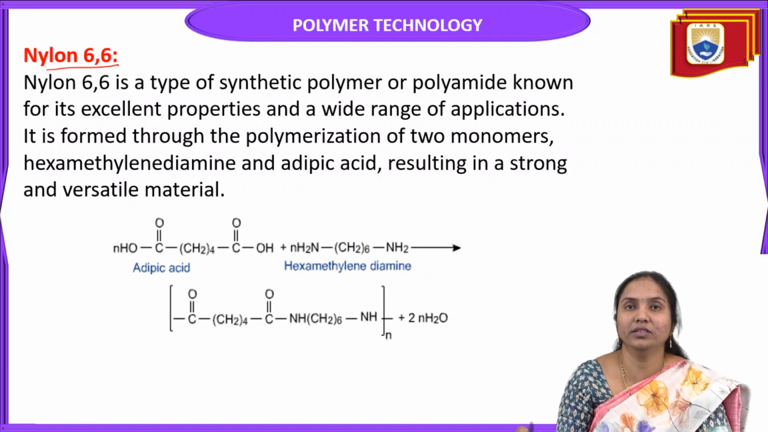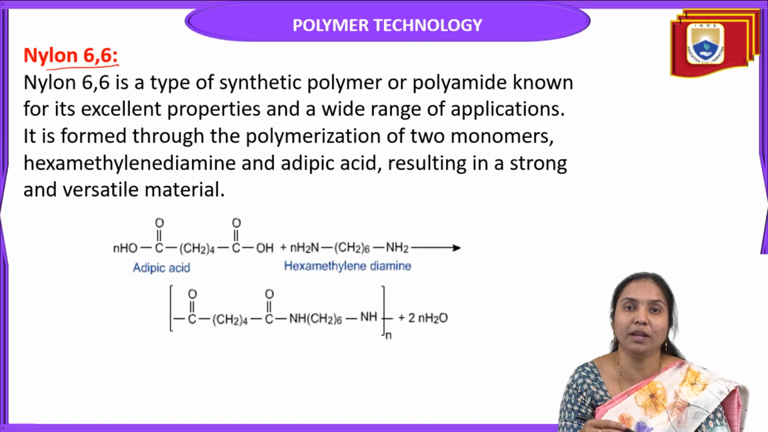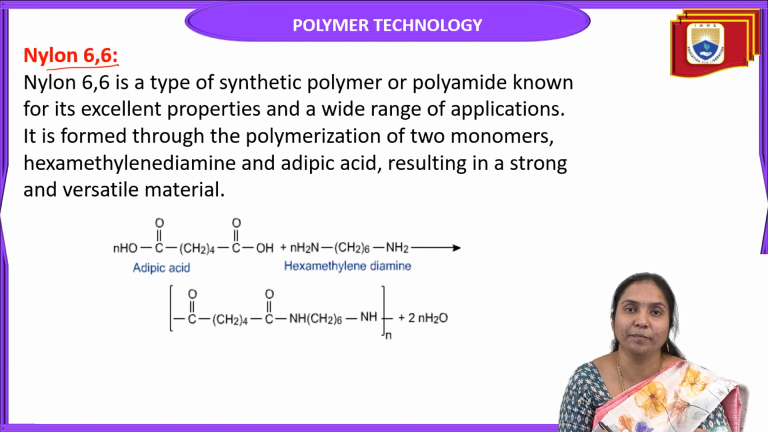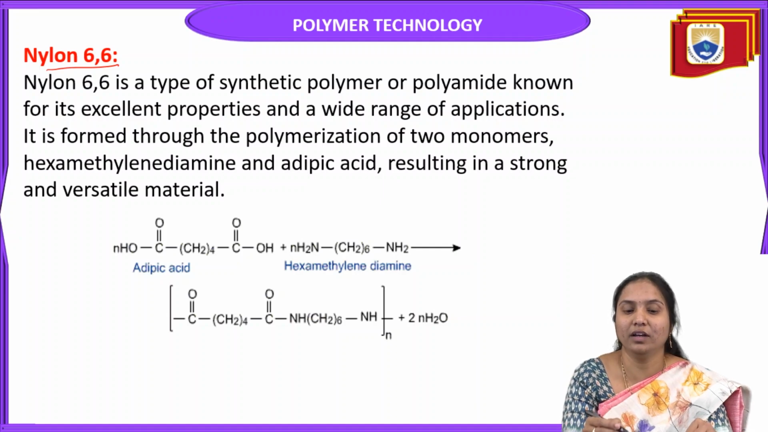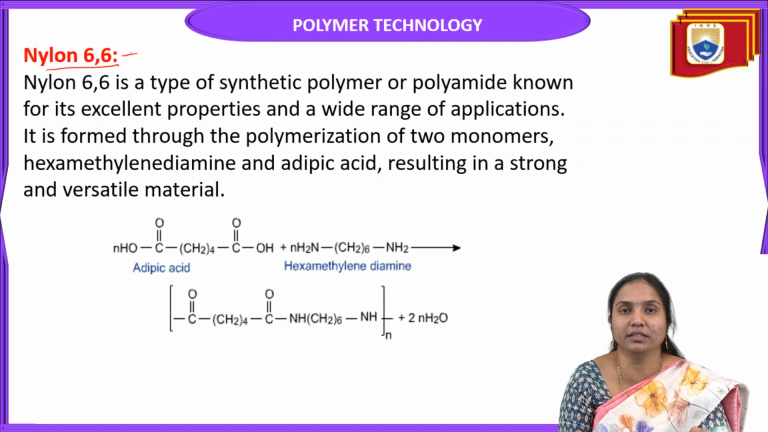So nylon 66. How can you prepare this nylon 66? Nylon is a synthetic fiber which is prepared in laboratory, and it is also called man-made polymer, and here nylon is the first synthetic polymer. So in this type is nylon 66. Here I'll explain how you can prepare this nylon 66.